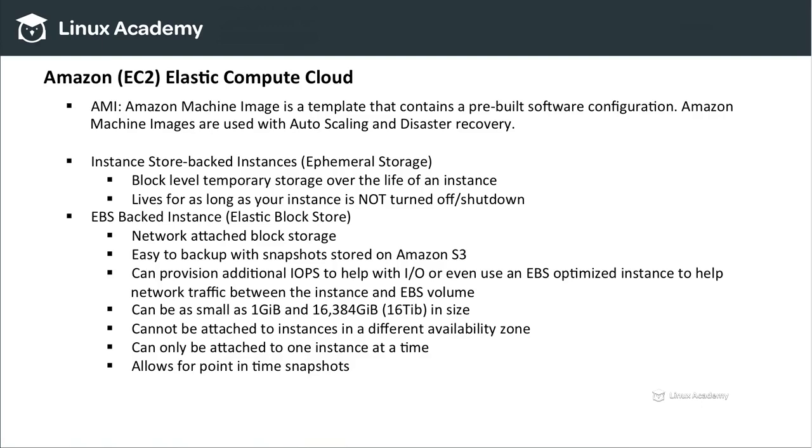EBS volumes cannot be attached to instances in a different availability zone than the EBS volume is located in. So your EBS volume needs to live in the same availability zone as the EC2 instance you want to attach to it. And we're going to talk about how we can move Elastic Block Store EBS volumes from one availability zone to another. We're going to talk about building and designing these applications. This is just to get you understanding and an introduction of the required services.